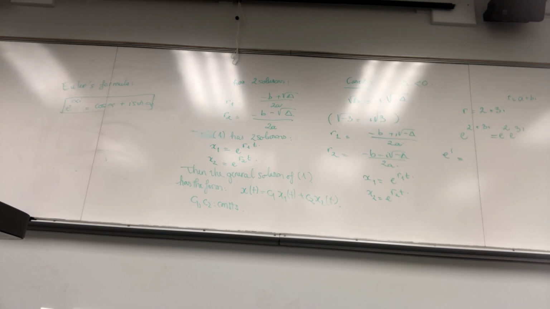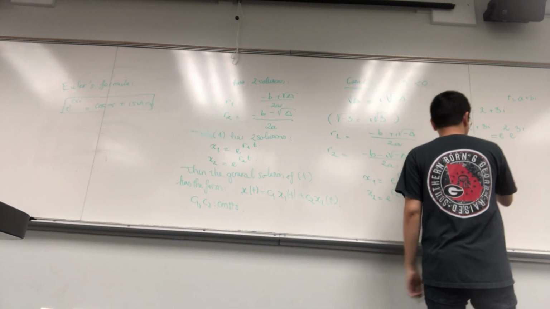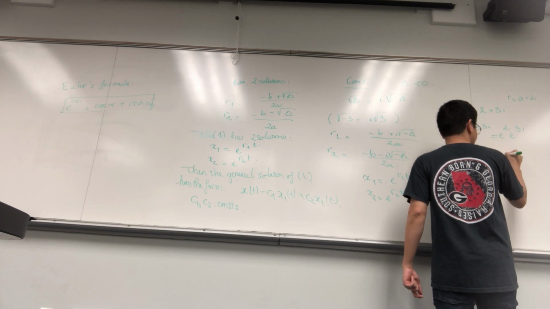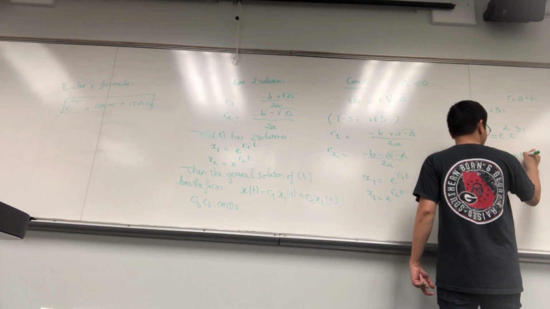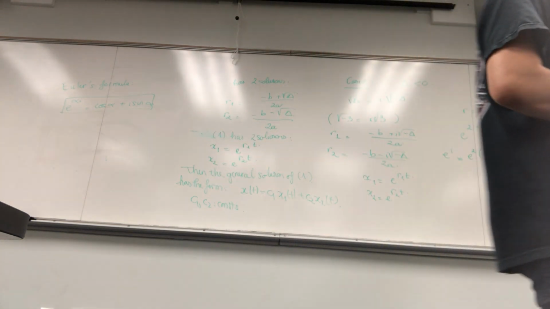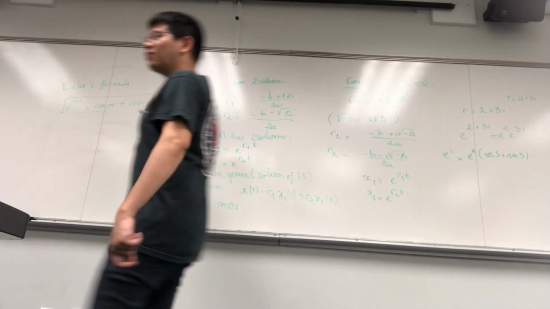Good. So basically now, in this case you're gonna have what? You have e to the 2 times cosine of 3 plus i sine of 3. Right? Questions? So basically this is the so-called Euler formula.